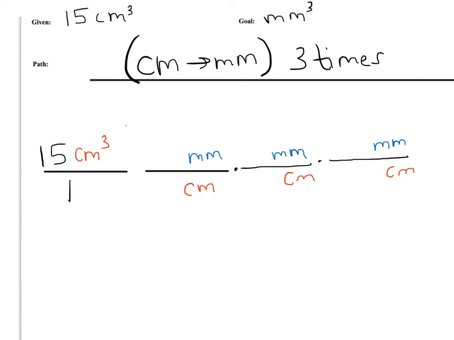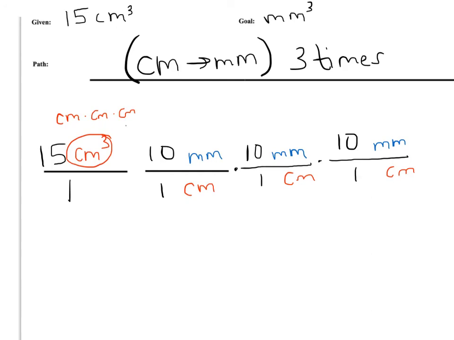Now I want you to think for a second about what centimeters cubed really means. Centimeters cubed can really be written as centimeter times centimeter times centimeter. So if I think of it that way, this centimeter will cancel with this centimeter, this one with this one, and this one with this one, leaving me with millimeter times millimeter times millimeter, which is millimeter cubed. So now it's time for me to go back and put the numbers in. There are 10 millimeters in a centimeter, 10 millimeters in a centimeter, 10 millimeters in a centimeter.